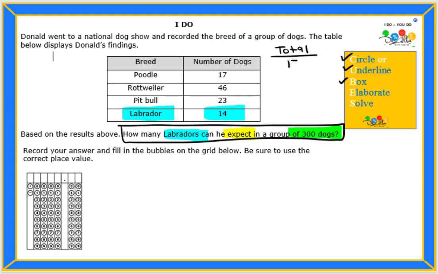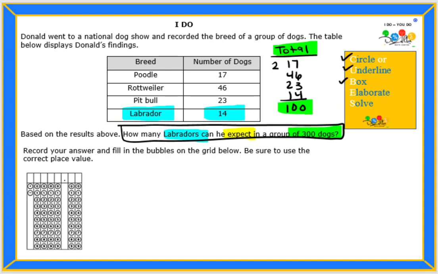And that's 17, 46, 23, and 14. So that's 20. And then we have 2, 3, 7, 8, 9, 10. So we have 100 as our total. So we're going to use that information to build a proportion.